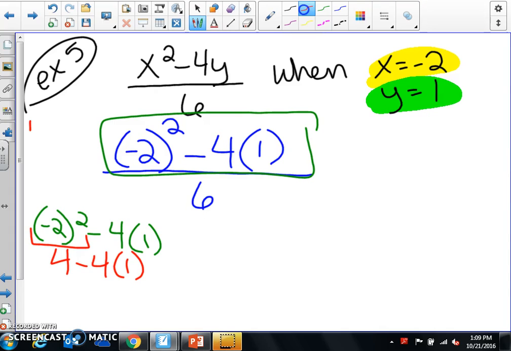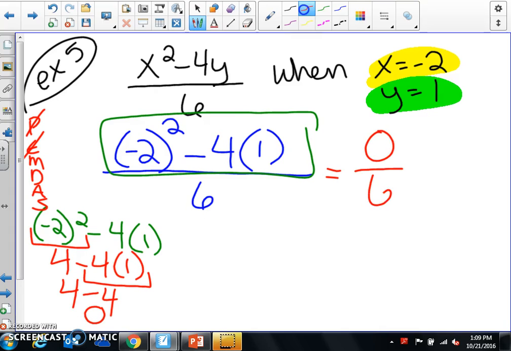I'm done with, here, let's write it. Done with parentheses, done with exponents. I go to multiplying and dividing. So -4 times 1 is -4. And 4 minus 4 is 0. So on top we've got 0. On bottom we have 6.